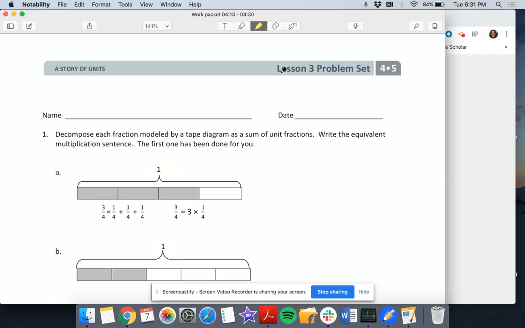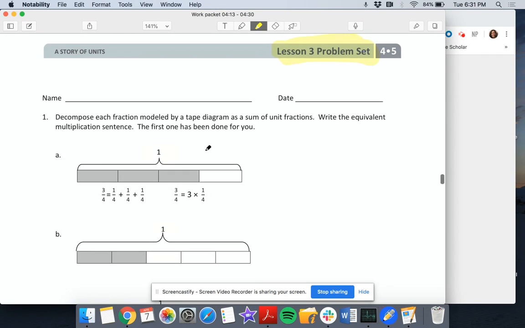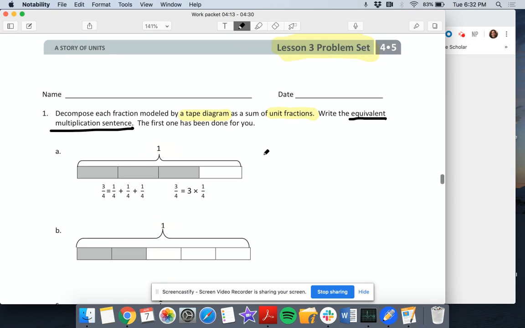Today we will be working on this lesson 3 problem set. And as you can see, we have some familiar math problems. We have tape diagrams where we know we're going to do unit fractions, but the difference today is that we are also going to write equivalent multiplication sentences. And before we begin, I just want to review something really quickly.